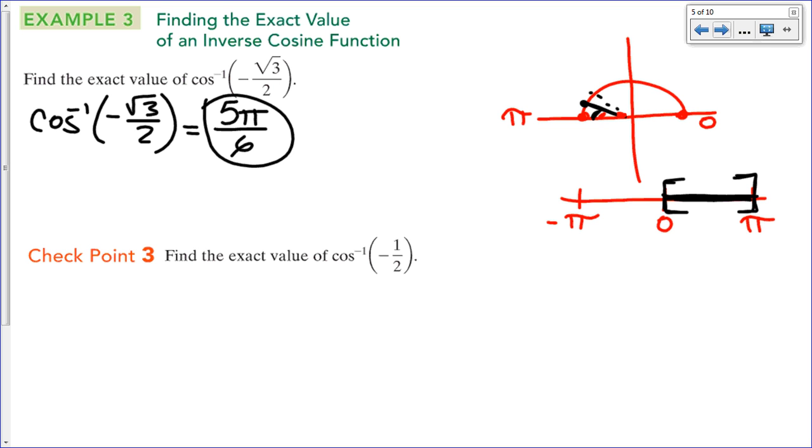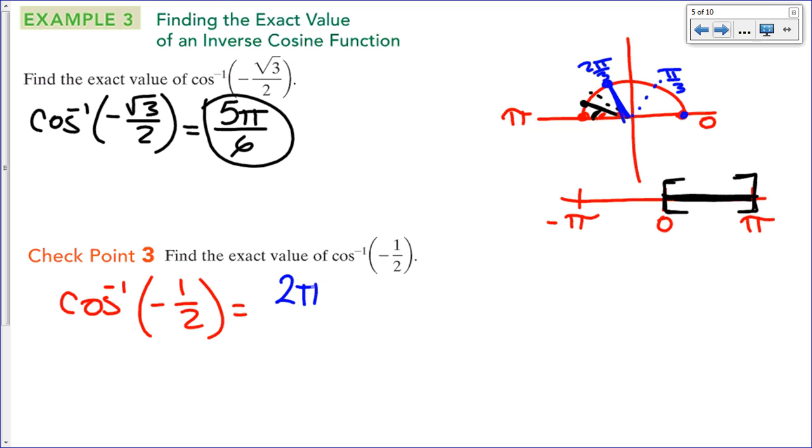Next question here. What is the cosine inverse of negative 1/2? Will that be in quadrant 1 or 2? 2. That's going to be there. If you don't remember what angle it's at, this will be 0, and if I count in thirds, if I divide the pi in 3 pieces, this will be pi over 3, and 2 pi over 3. So the answer is 2 pi over 3.